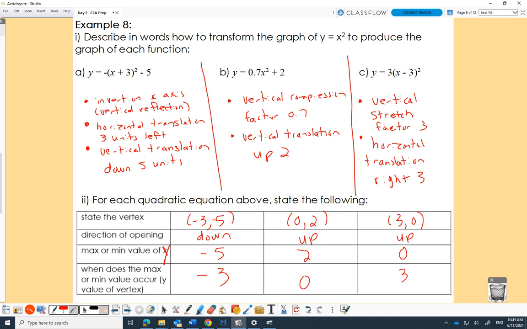How'd it go? There's another correction to be made. Did you catch it? I only caught it here at the end. When does the max or min value occur? X value of the vertex. So sorry, in an effort to make this beautiful, we rushed it a little bit. A couple little oopsies in there.